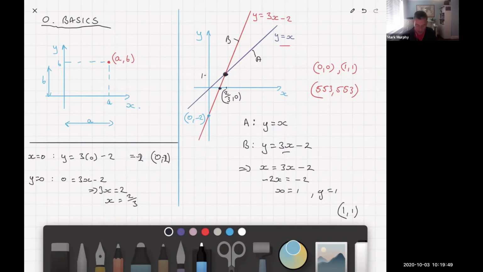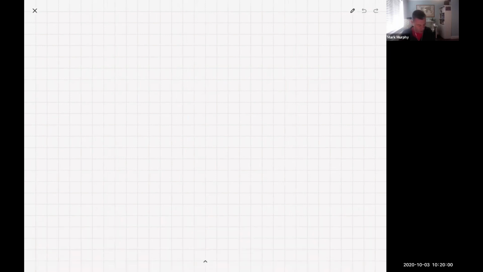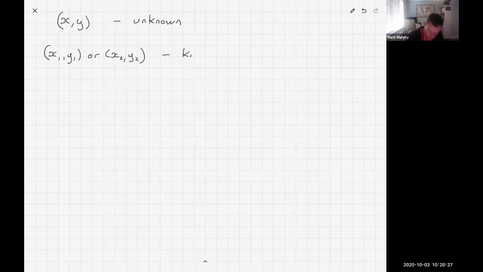Now, that's pretty much the basics. There's one other little thing, because I know when I was doing the Leaving Cert a long time ago, one thing that always confused me was x, y and x1, y1 and x2, y2. I just want to make one thing very clear here, right? X, y, that's unknown. So when you see x, y, we don't know the values. When you see x1, y1, or x2, y2, or anything else, they're known values, okay?